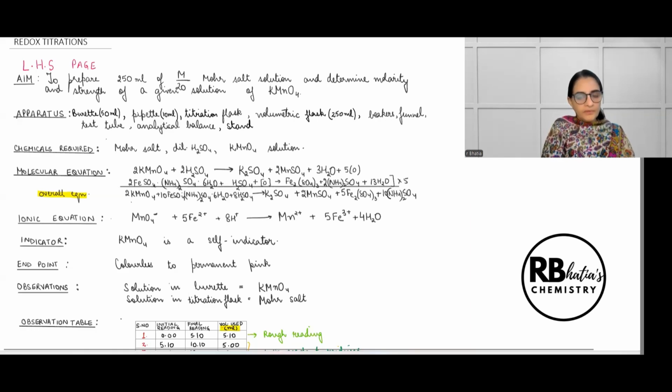First, I'm giving you instructions regarding reporting your salt. Reporting the volumetric analysis, right? Let us say you get M/20 Mohr salt solution and determine molarity and strength of a given solution of KMnO4. You're going to write aim. You're going to report exactly this way in your practical, in your final answer script.